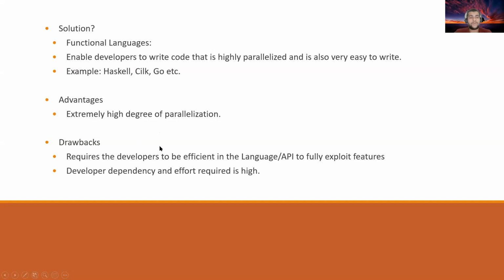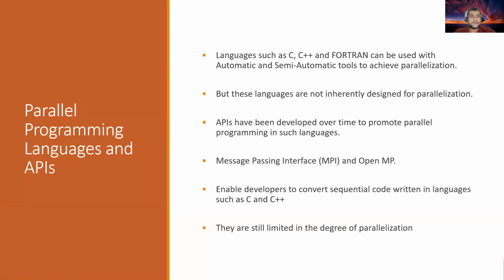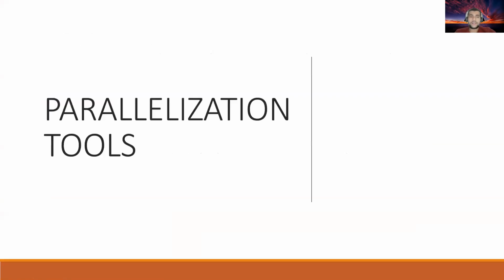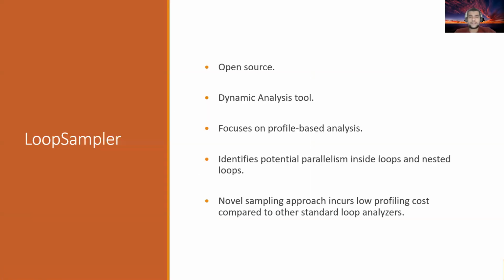But the drawbacks, of course, are that developers have to spend hours, not even hours, days and maybe months, trying to fully understand and learn the language, trying to understand what functionalities they provide, and to fully utilize it, basically to exploit all the features. So developer dependency and effort required is really high. So that was about parallel programming languages and APIs. Now we'll quickly go through 4 or 5 parallelization tools, and then we'll discuss some of the recent advances.